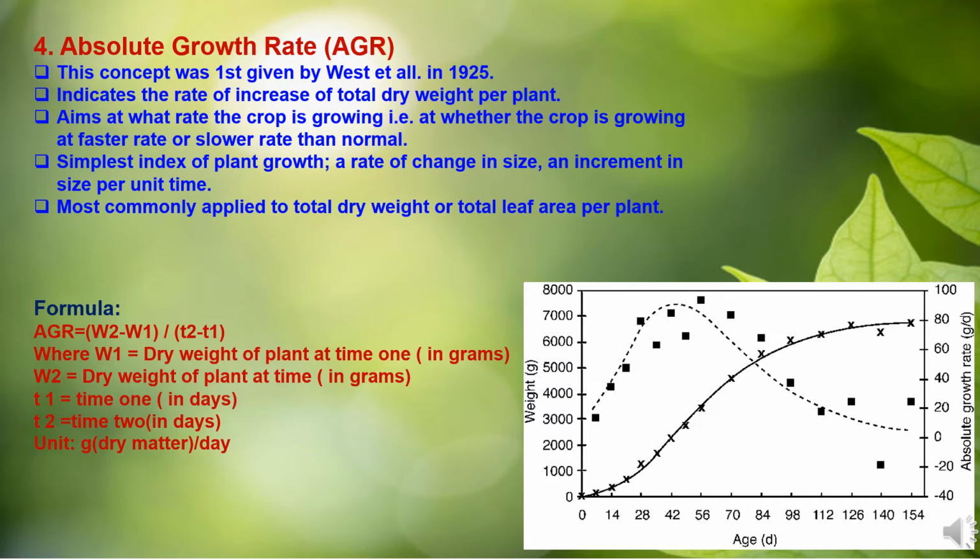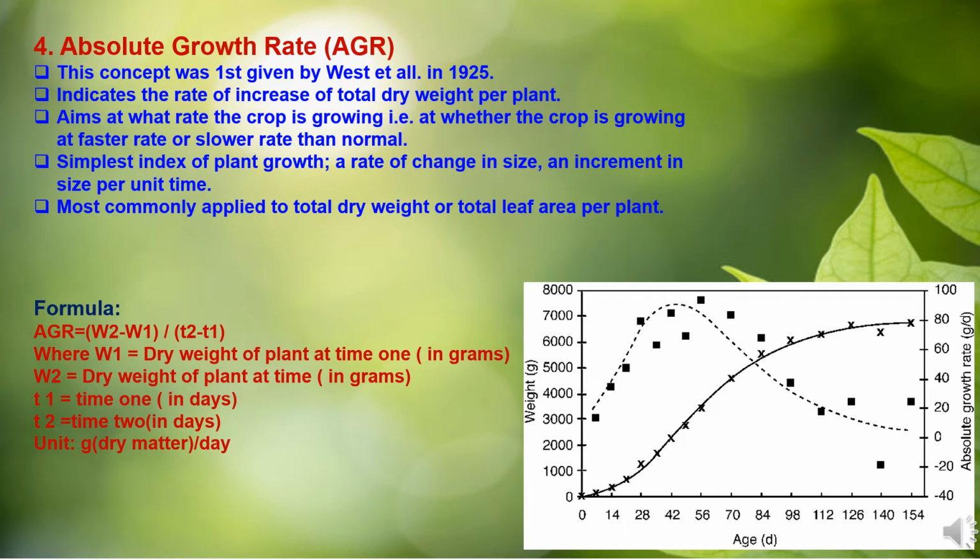Fourth parameter is absolute growth rate, AGR. This concept was first given by West et al. in 1925, and this indicates the rate of increase of total dry weight per plant. Absolute growth rate aims at what rate the crop is growing, for example, whether the crop is growing at faster rate or slower rate than normal. It is the simplest index of plant growth, a rate of change in size, an increment in size per unit time, most commonly applied to total dry weight or total leaf area per plant.